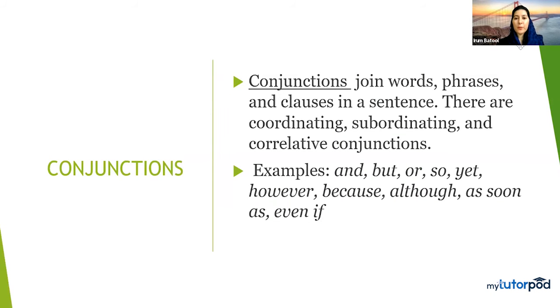Conjunctions are another part of speech. They basically join words, phrases, and clauses in a sentence. There are coordinating, subordinating, and correlative conjunctions that are used in sentences. Examples like and, but, or, so, yet, however, because, although, as soon as, even if are all examples of conjunctions.